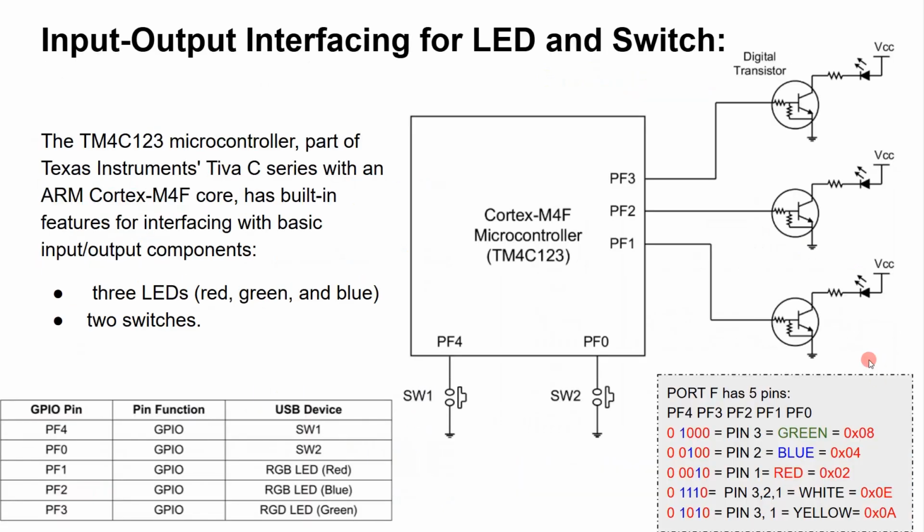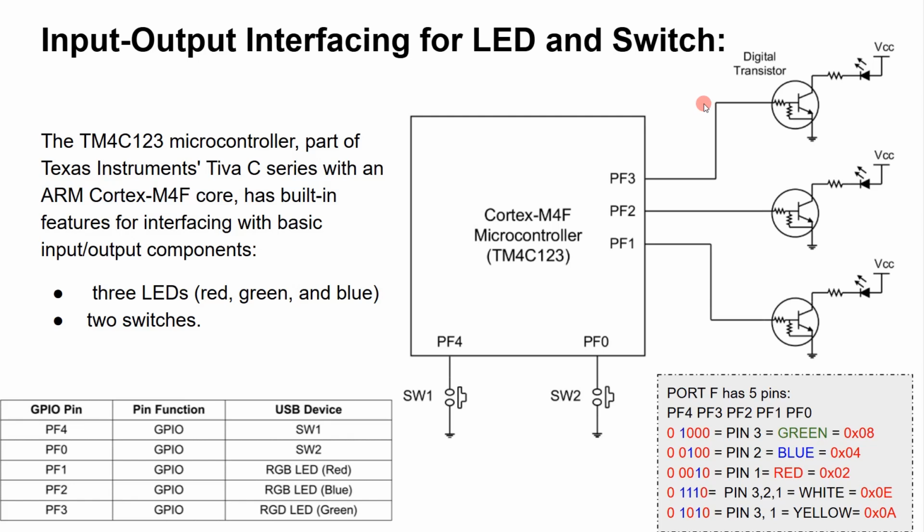You can see why we have got the address as 0x40025020. Now coming to how exactly the TM4C123 microcontroller, which is a part of the Texas Instruments Tiva C series, has inbuilt features for interfacing with the LED. There are basically 3 LEDs, red, green and blue, and 2 switches, and for LED interfacing we are using port F, so that is why I explained only the addresses corresponding to port F. We are using port F pins 1, 2 and 3.